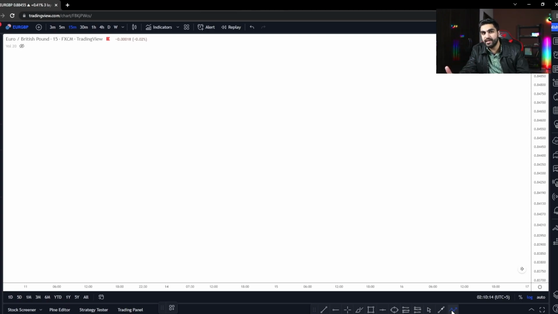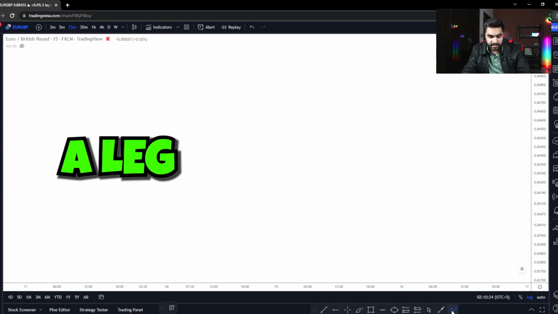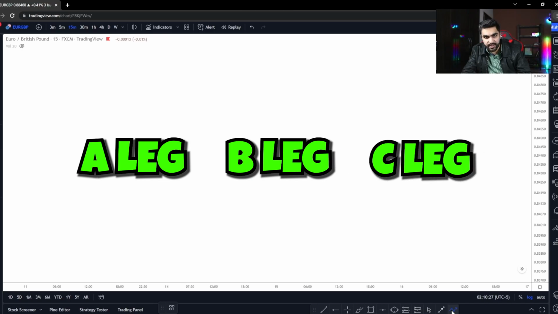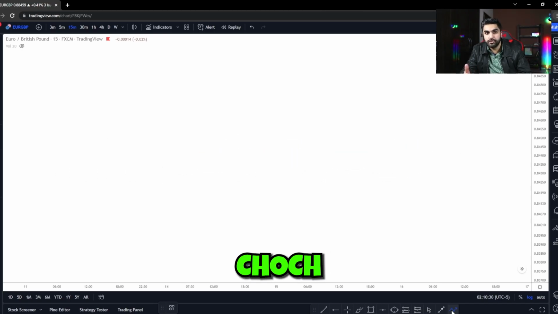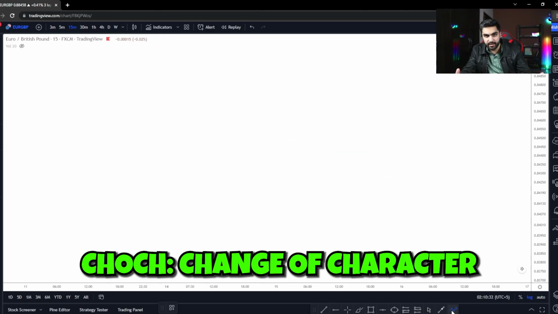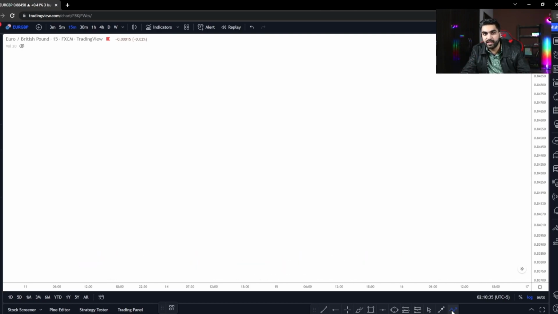What I mean by that is I always look for three legs of the movement, and I will show you what I mean by these legs. I always look for A leg, then B leg, then C leg, and then I wait for the CHOCH, which is change of character, before deciding whether I need to take the trade or not. Here is what I mean.